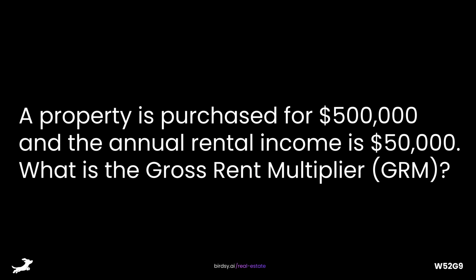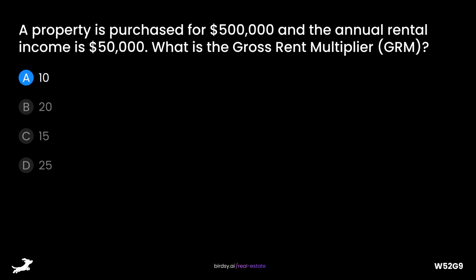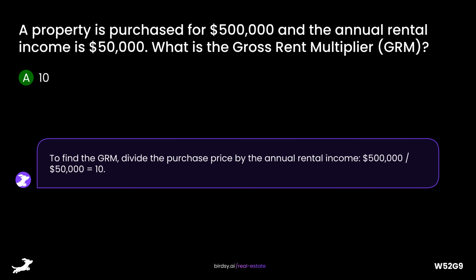A property is purchased for $500,000 and the annual rental income is $50,000. What is the gross rent multiplier? Is it A. 10, B. 20, C. 15, or D. 5? The answer is A. 10. To find the gross rent multiplier, GRM, divide the purchase price by the annual rental income. $500,000 divided by $50,000 equals 10.